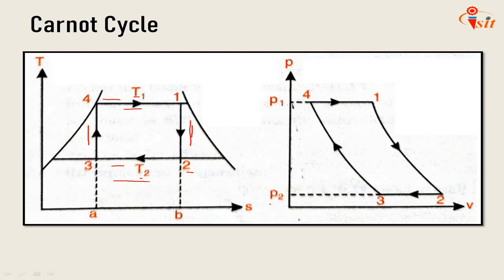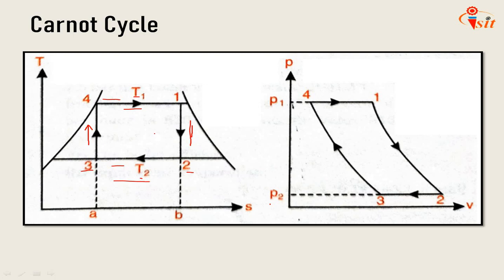Now operation 2 to 3 is heat rejection. Heat is rejected at constant pressure P2 and temperature T2. As steam is exhausted, it becomes wetter and cooled from 2 to 3. Now the last operation is 3 to 4. In this operation, the wet steam at point 3 is compressed isentropically till the steam regains its original state of temperature T1 and pressure P1. Thus this cycle is completed.